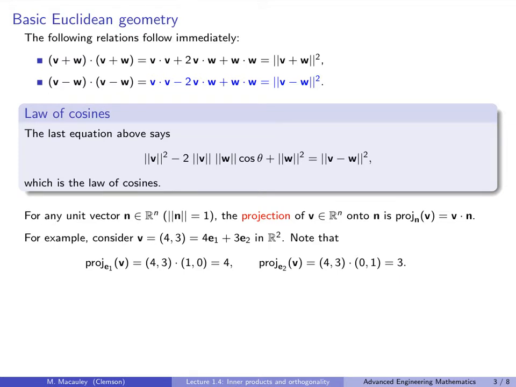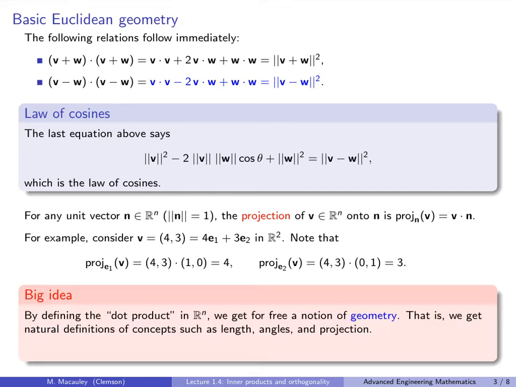Here is that same calculation written as ordered pairs instead of vertically. The big idea here is by defining the dot product in Rn, we get for free a notion of Euclidean geometry. That is, we get natural definitions of concepts such as length, angles, and projection. To do this in other vector spaces, we need a generalized notion of dot product.